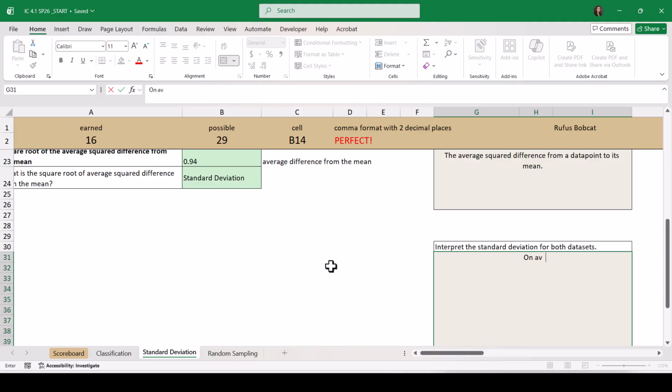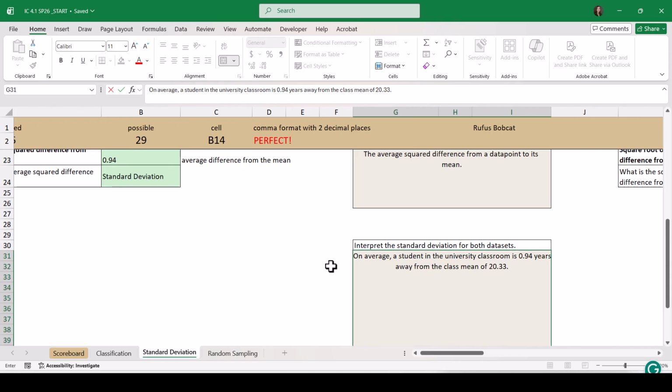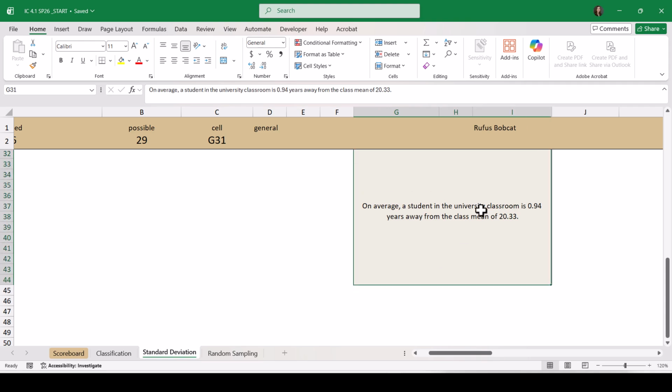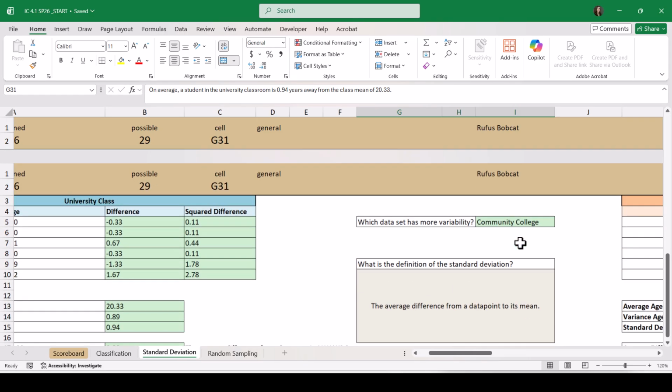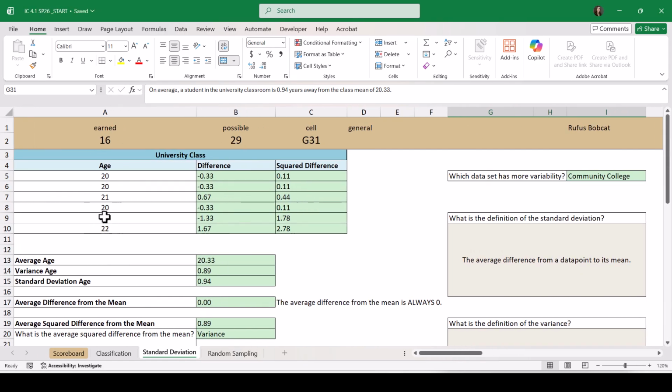So let's interpret and give a definition for this value 0.94. That means on average, a student in the university classroom is 0.94 years away from the class mean of 20.33. So in the university classroom, we have a very small standard deviation. It's only a year, and that's because everyone's very closely clustered around that mean. Everyone's about 1 year away from that mean.